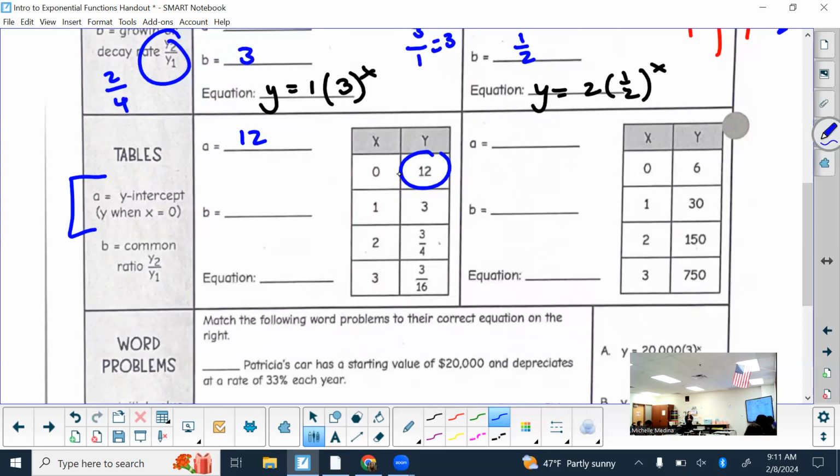What's my b value? How does it look like these numbers are changing each time?